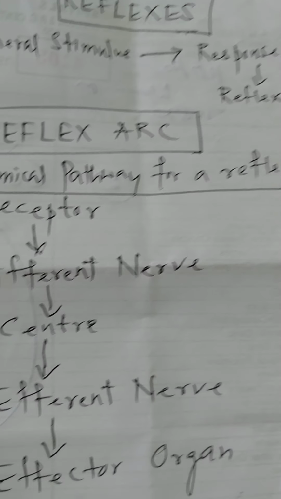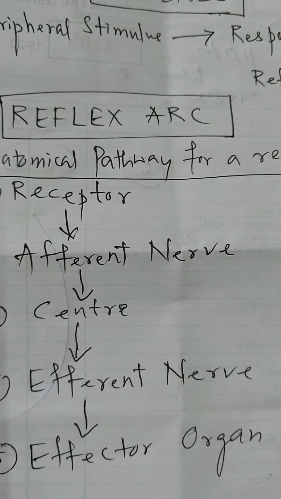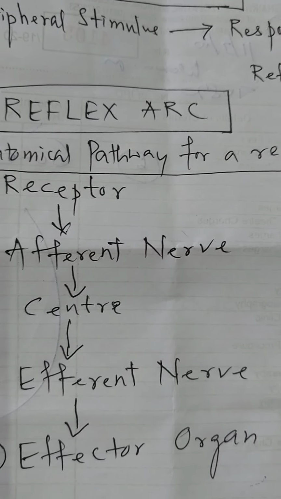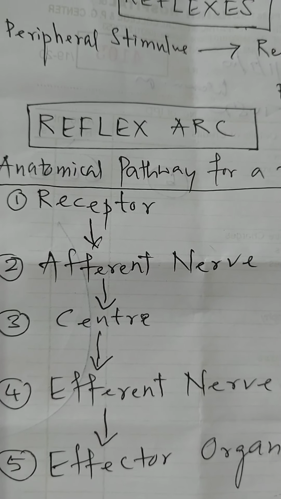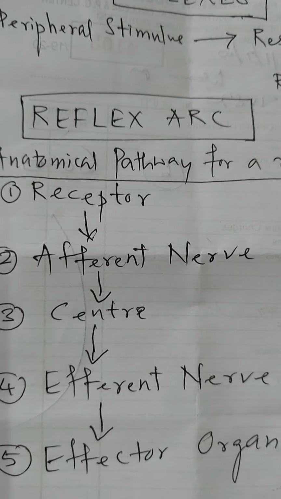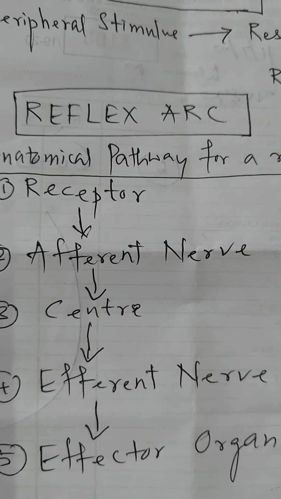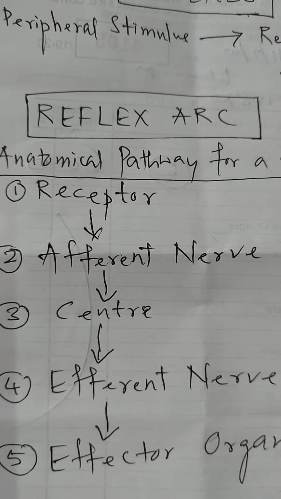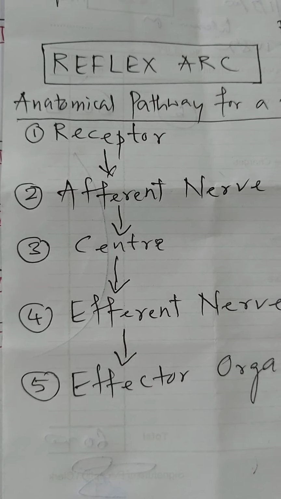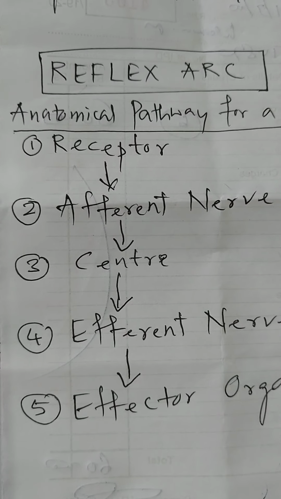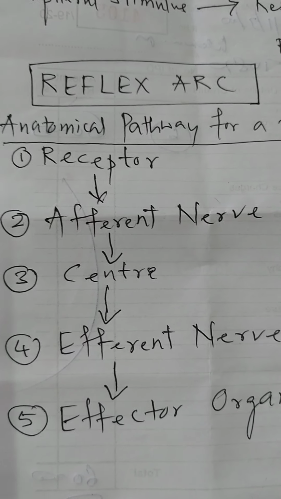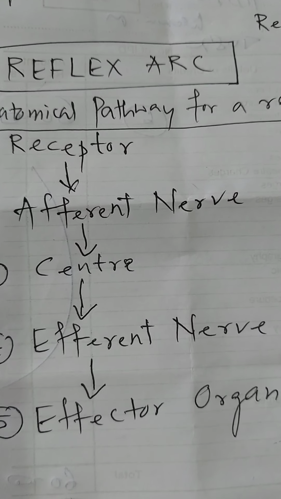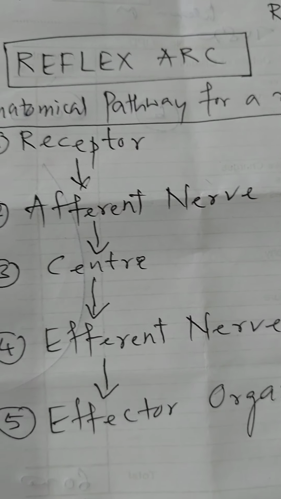Then the third one is the center. The center receives the sensory impulses from the afferent nerve and generates an appropriate motor response to it. Then the fourth one is the efferent nerve, or motor nerve. The efferent nerve transmits the motor impulses generated by the center to the effector organ.